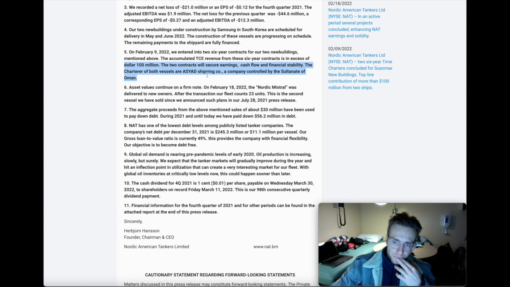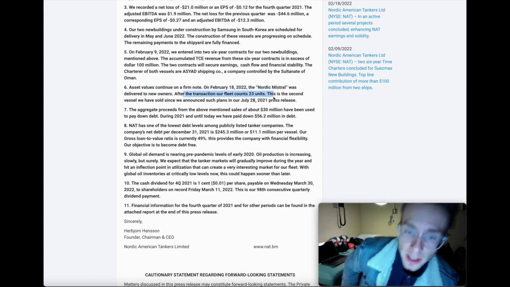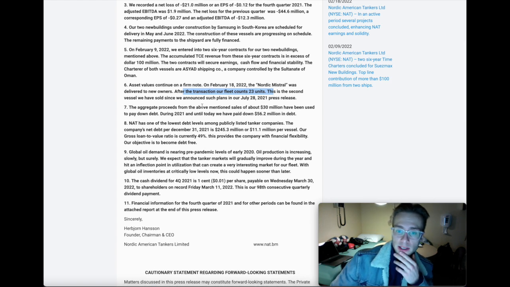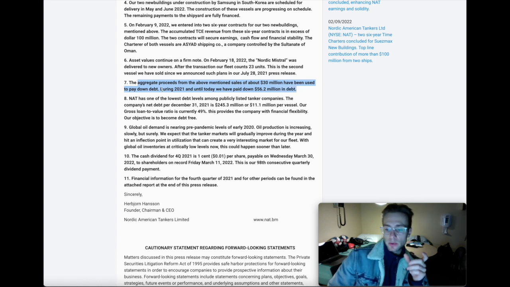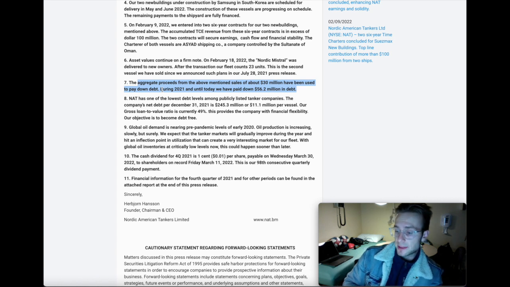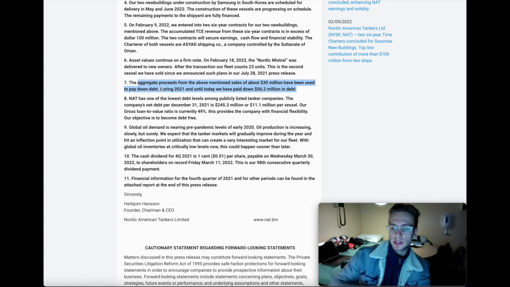And asset values continue on a firm note. So they basically sold Nordic Mistral. After the transaction, our fleet counts 23 units. This is the second vessel we have sold since we announced such plans on July 28th. The aggregate proceeds from the sale of about $30 million were used to pay down debt. So during 2021, they focused on paying down debt, which I think was an incredibly good move, especially since interest rates are rising.